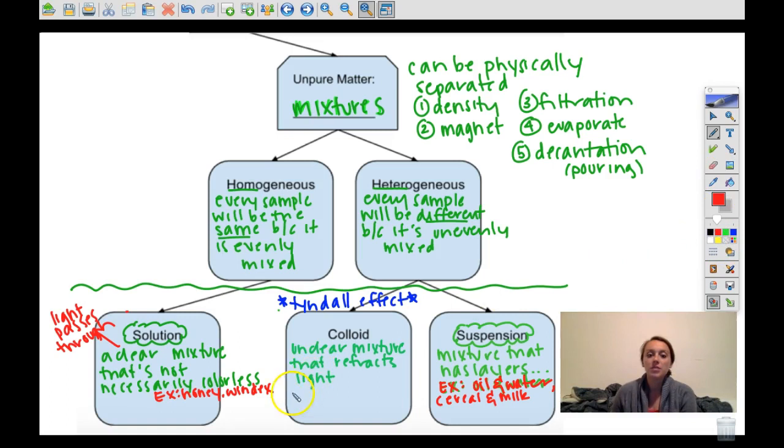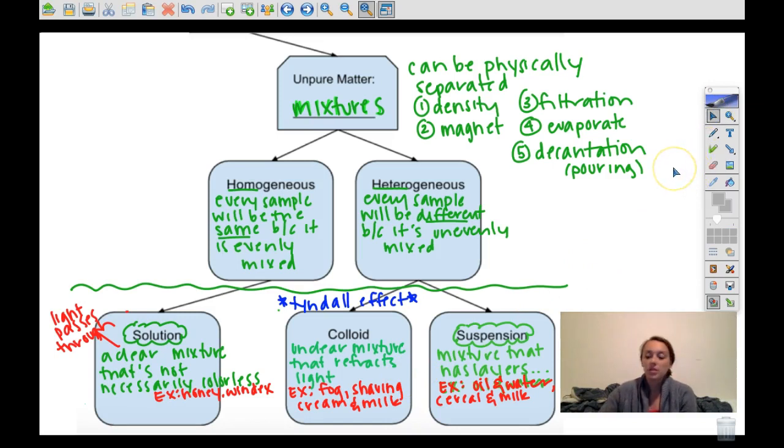So some examples of colloids are fog, which is why they make special headlights on vehicles for fog. You don't want to shine normal headlights because all you'll see is the beam of light. Shaving cream, due to it being an unclear mixture or an unclear liquid, and milk. So milk is also an unclear liquid, and the particles that make up milk are unevenly mixed.